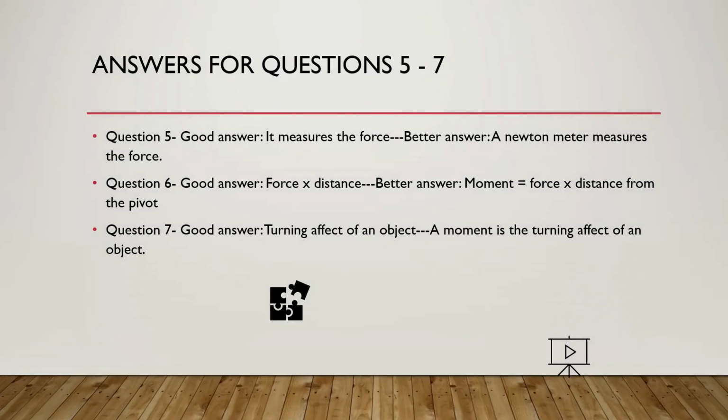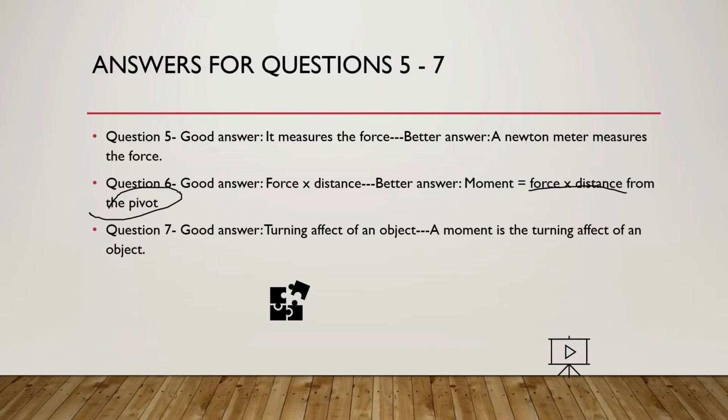Question 5: a newton meter measures the force. Question 6: the moment equals force times distance from the pivot. Straight to the better answer: the moment is the turning effect of an object.